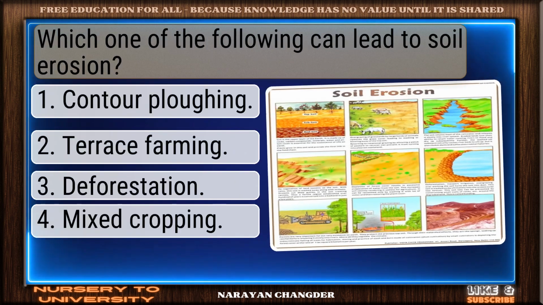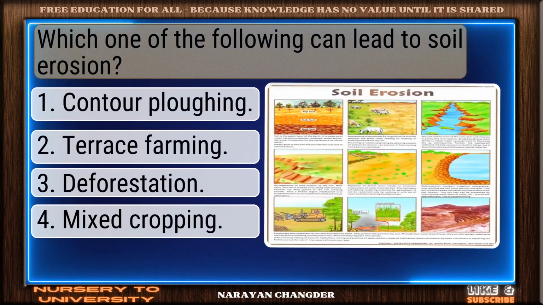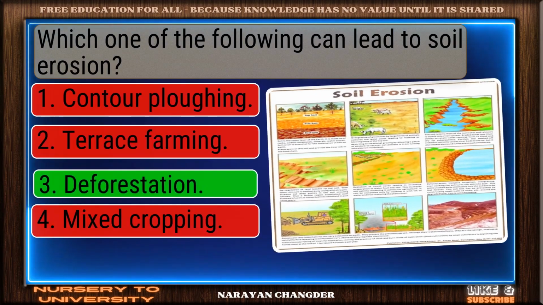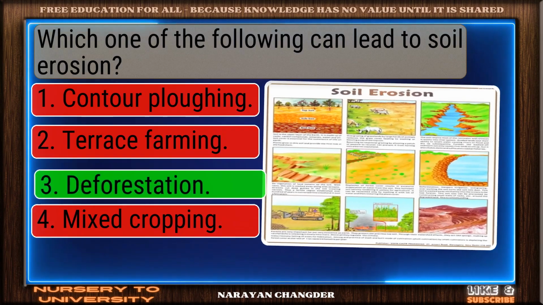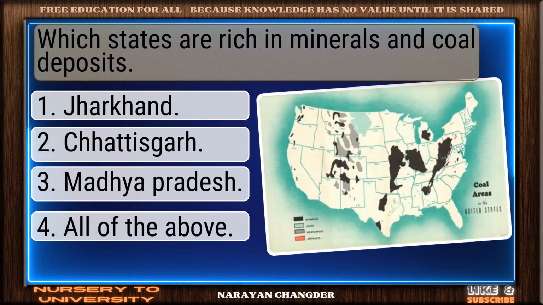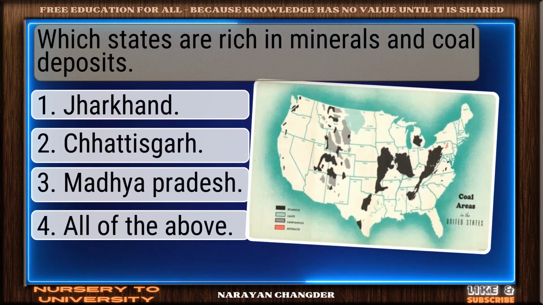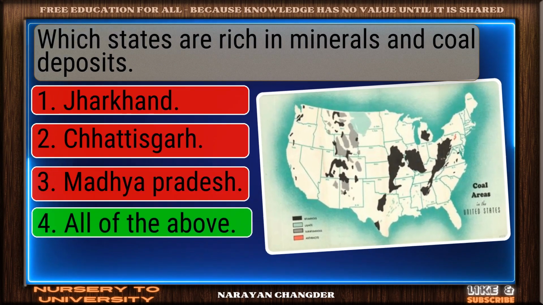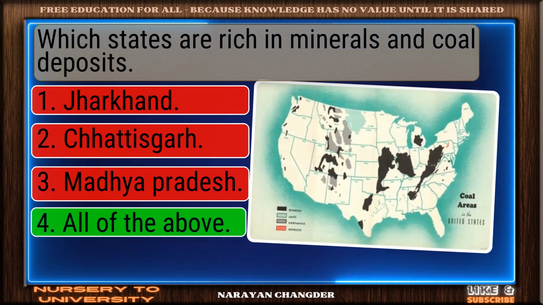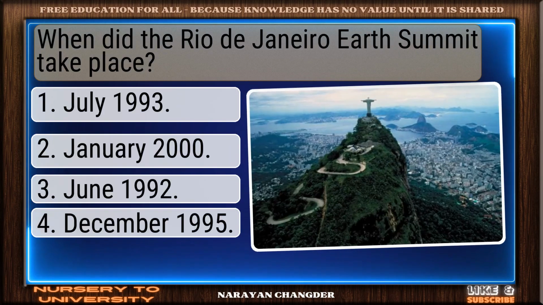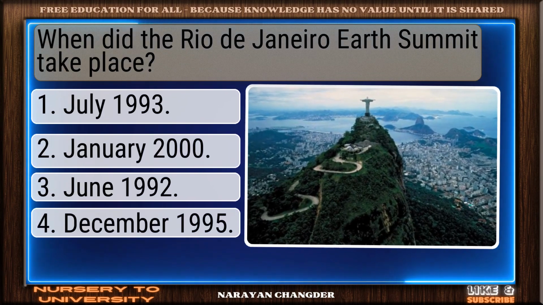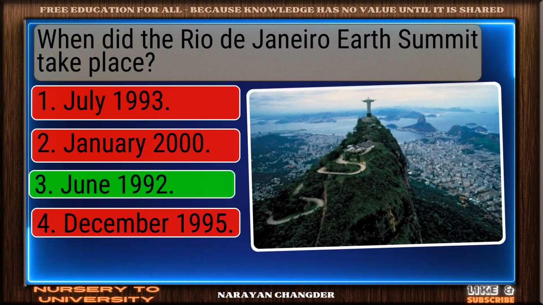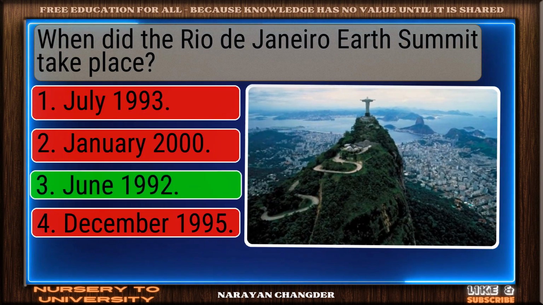Correct. Which one of the following can lead to soil erosion? Sharp thinking. Deforestation is right. Which states are rich in minerals and coal deposits? Excellent. All of the above is well reasoned. When did the Rio de Janeiro Earth Summit take place? Good thinking. June 1992 is right.